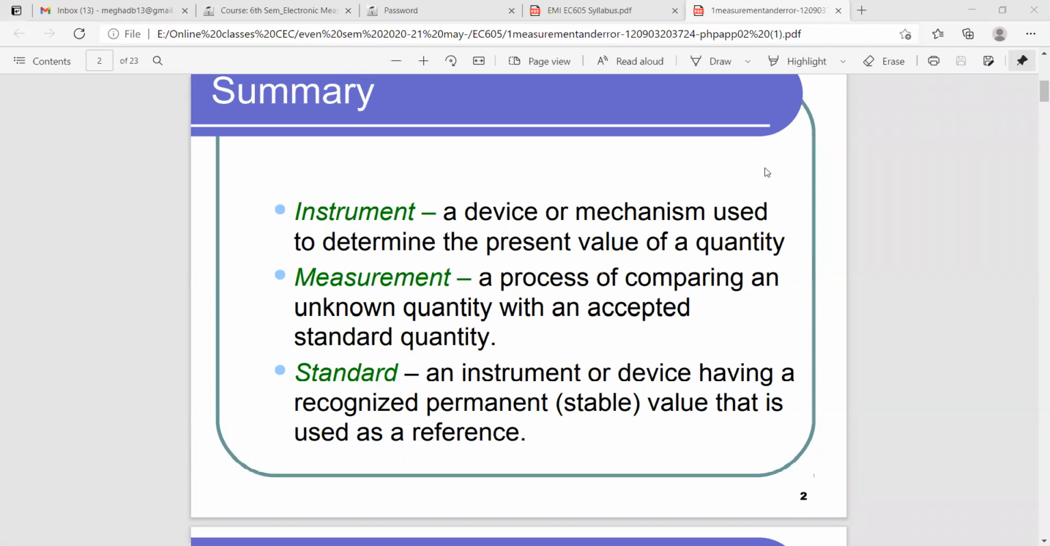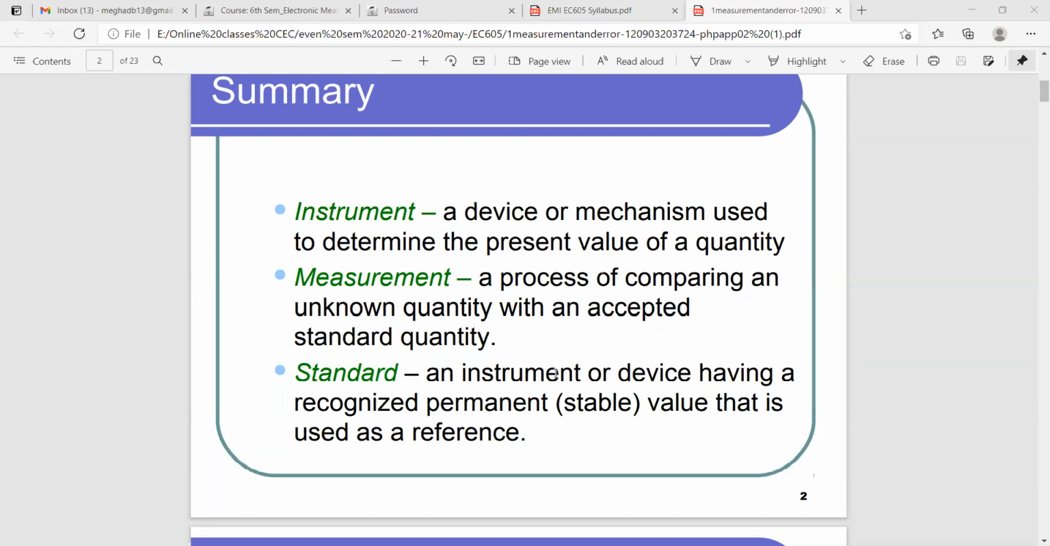Measurement is what? It's a method or process, you can say, of comparing an unknown quantity with an accepted standard quantity. So always remember one thing, whatever we are measuring always has a standard quantity. Any particular quantity has a standard value, every time. And what we measure is the unknown quantity. So we try to compare the unknown quantity with the standard one, so that we can understand the error, or the difference in measurement between the standard and the unknown quantity.